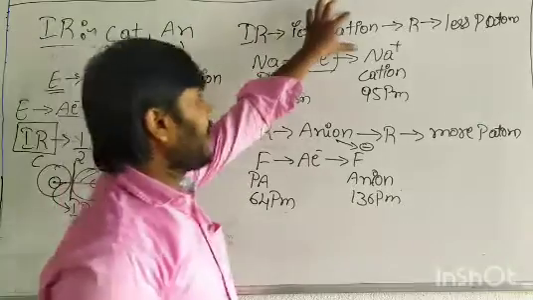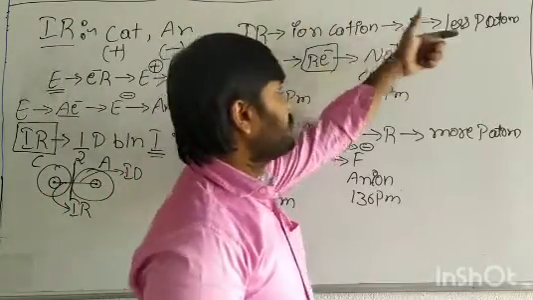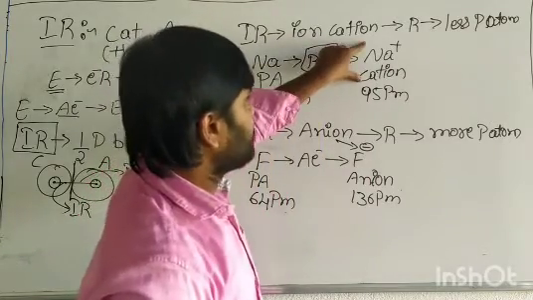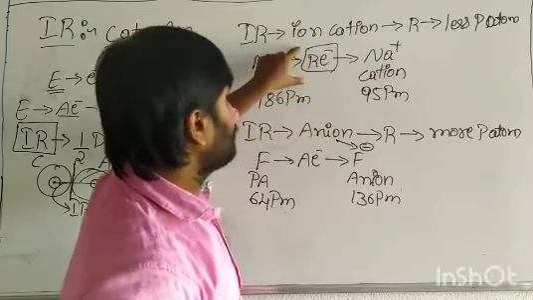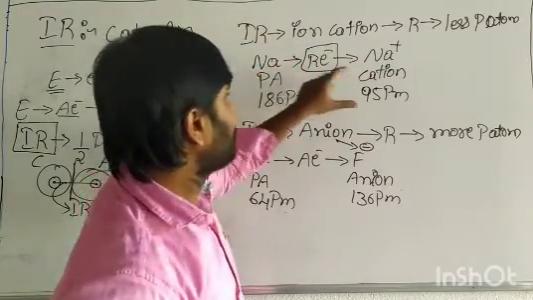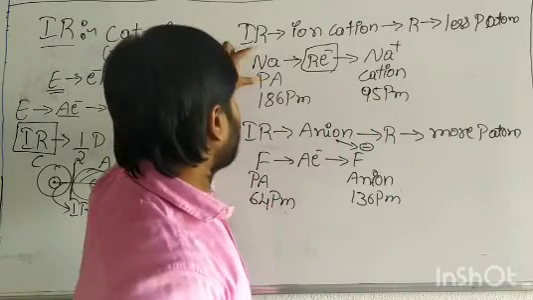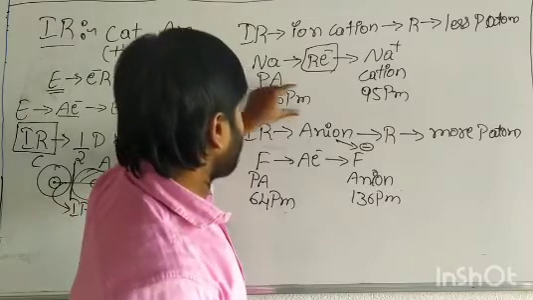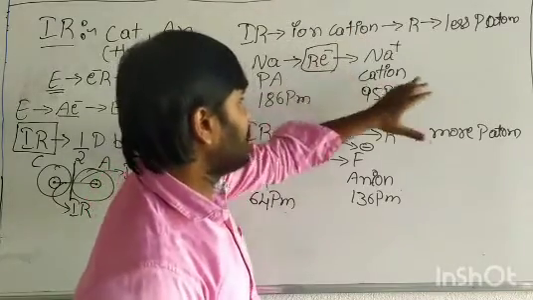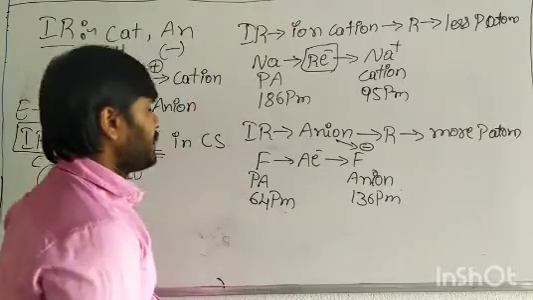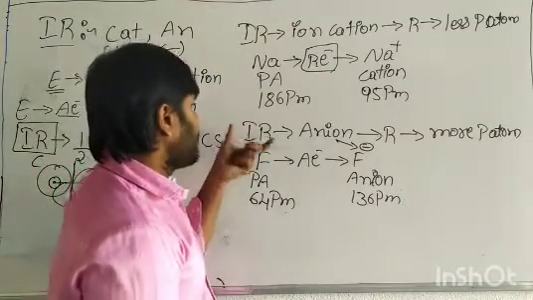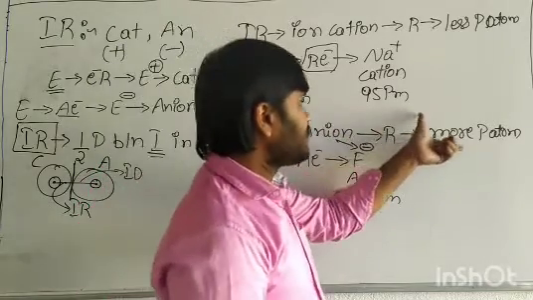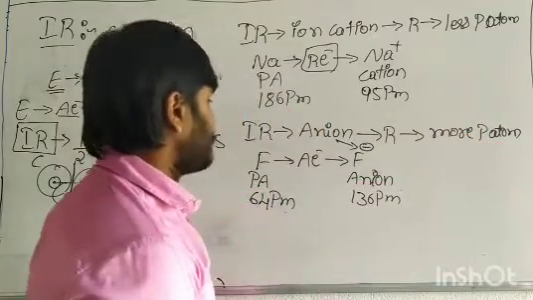Ionic radius for a cation: the radius of a cation would be less than the parent atom. Sodium is a parent atom that generates a cation Na plus by losing an electron. The radius of the ion is less than the parent atom. Here the parent atom's atomic radius is around 186 picometer, whereas the ionic radius is 95 picometer. Now come to the anionic part: the ionic radius for an anion is more than the parent atom.